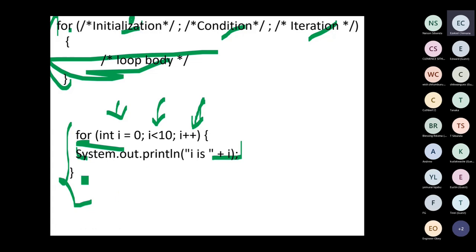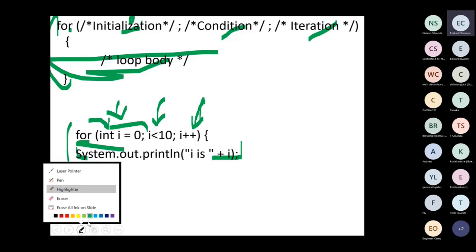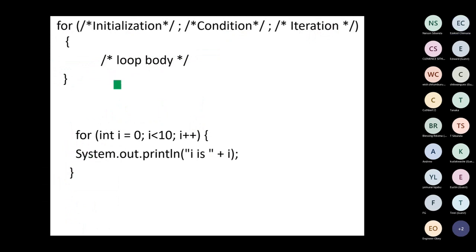So what does it actually do? At first, it will initialize the value of i to 0. Then it will come here and evaluate if 0 is less than 10. Yes, it is less than 10. Then it will come here and execute whatever is inside this block.